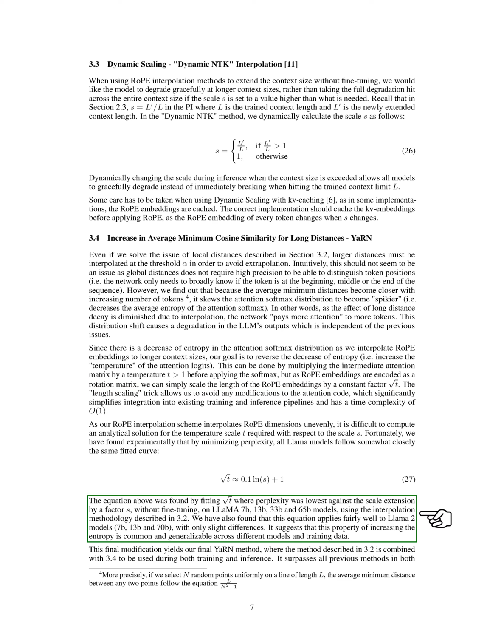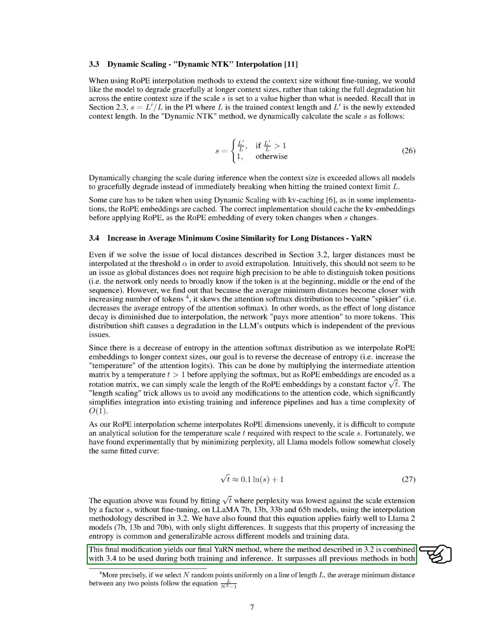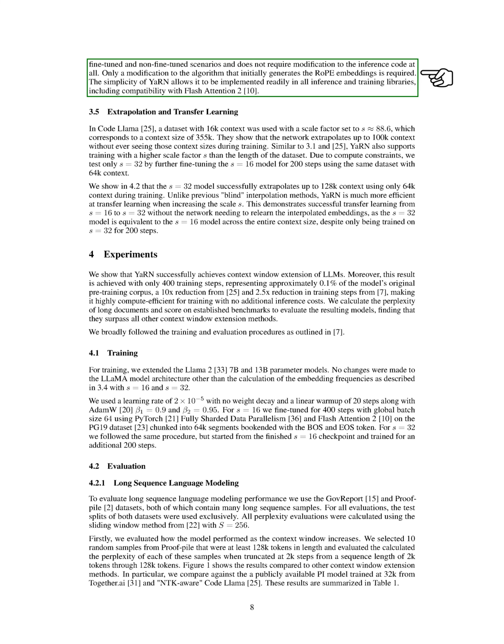This suggests that this property of increasing the entropy is common and generalizable across different models and training data. This final modification gives us our final YaRN method, which combines the methods described above and can be used during both training and inference. It surpasses all previous methods in both fine-tuned and non-fine-tuned scenarios and doesn't require any changes to the inference code. The only change needed is to the algorithm that initially generates the rope embeddings.